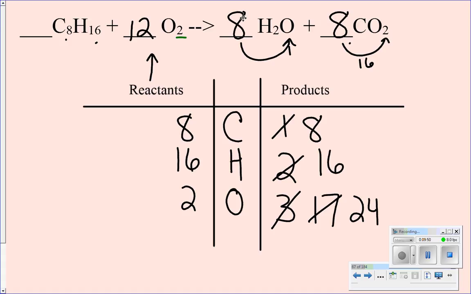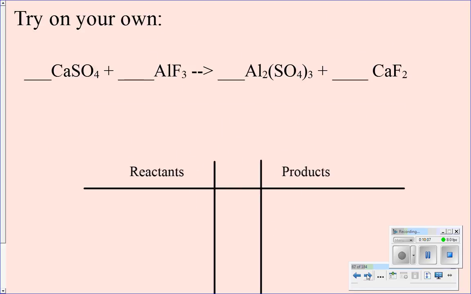This is kind of complicated, but we've got 8 carbons right here, 8 carbons right here, 16 hydrogens, 16 hydrogens, 24 oxygens: 8 oxygens plus 16 oxygens gives us 24. Everything's balanced. Our ratio is 1 to 12 to 8 to 8. We're all balanced up and looking good. So go ahead and try this on your own, and I'll walk through it in just a moment.